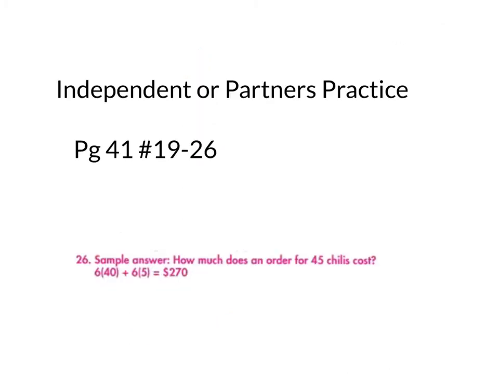All right, so for independent or partners practice, you're at page 41, numbers 19 through 26. For 26, I wanted to give you a sample answer so you kind of know what they're looking for. When you get to 26 and you might be confused, a sample question of what they're asking you to do would be, how much does an order for 45 chilies cost? So when you get to 26, you can come look at this.